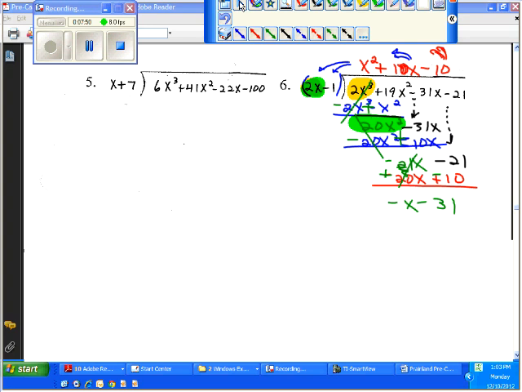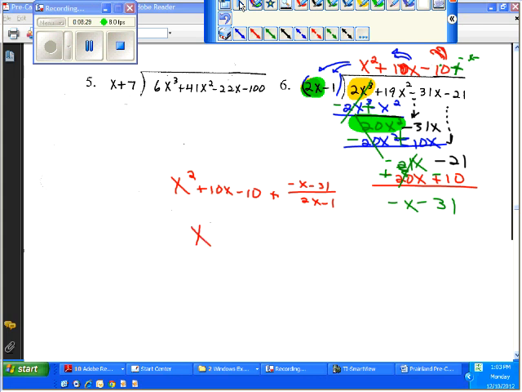Minus 31. What do we do with that? We say plus negative x minus 31. I'm going to have to write it over here. I ran out of writing space. So we got x squared plus 10x minus 10 plus my remainder of negative x minus 31 over 2x minus 1.